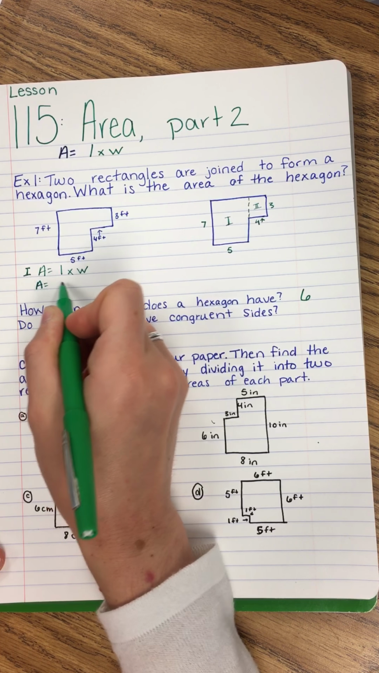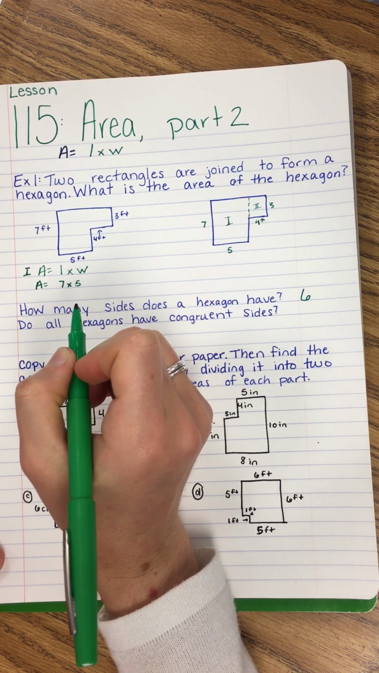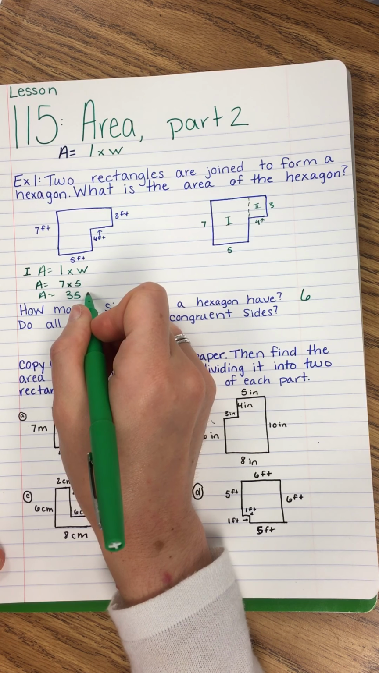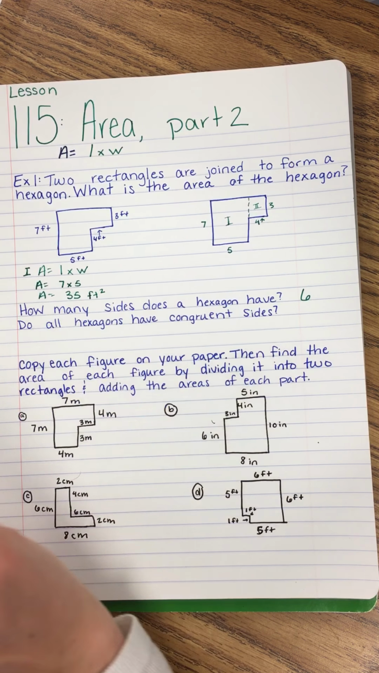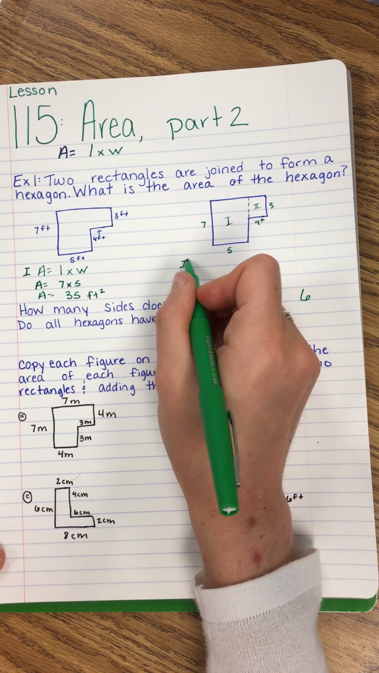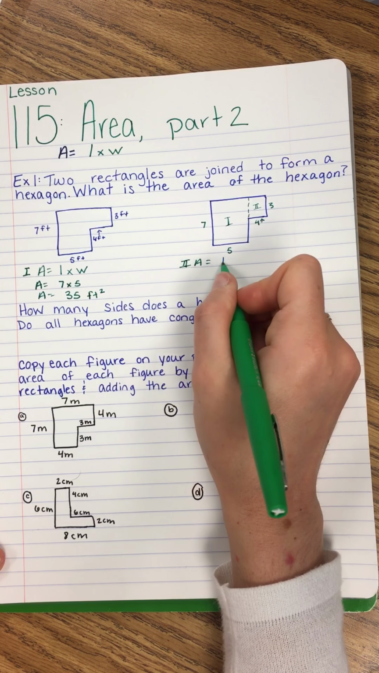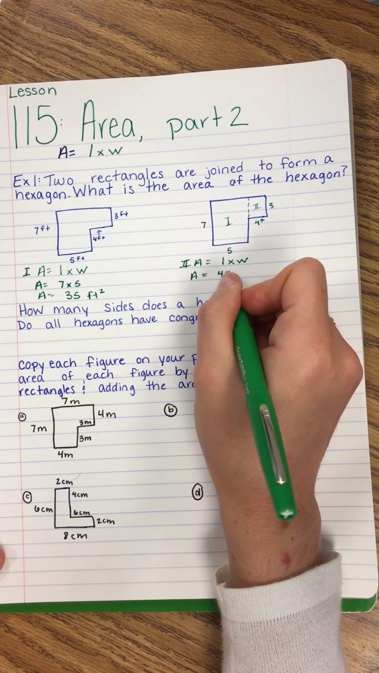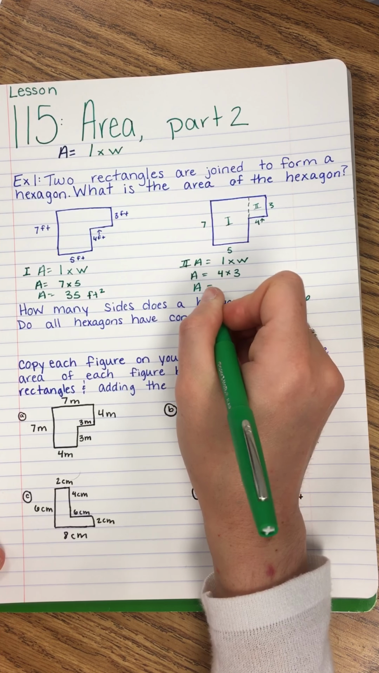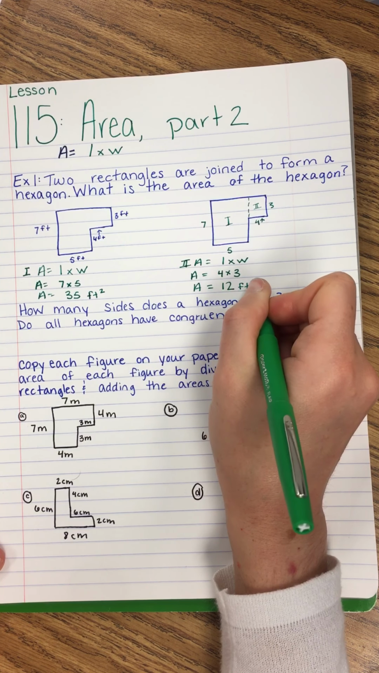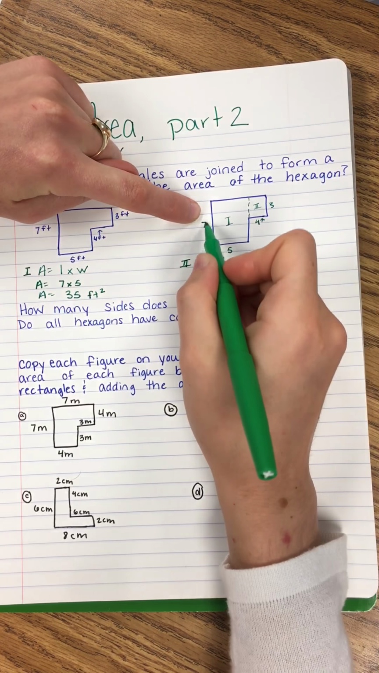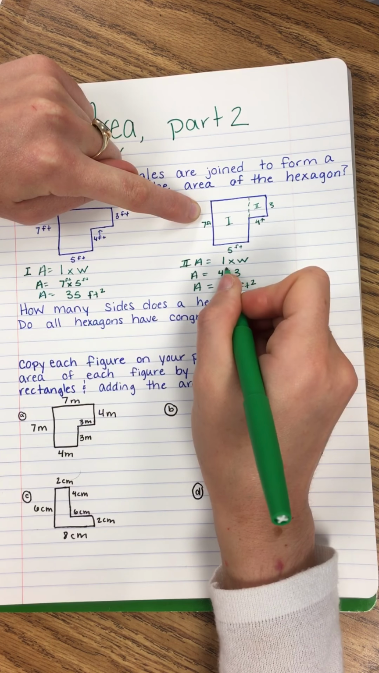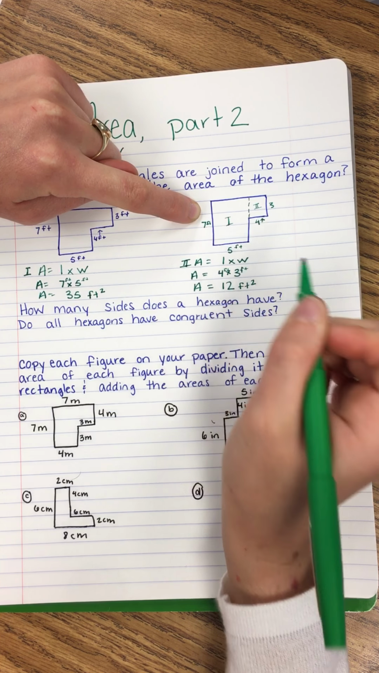So it's area equals 7 times 5. And 7 times 5 is area equals 35 feet squared. And over here we'll do 2. Area equals length times width. Area equals 4 times 3. Area equals 12 feet squared. See, I can look here and see that the length, these are feet, and these are feet. 7 feet. You don't want to forget that, like I just did.